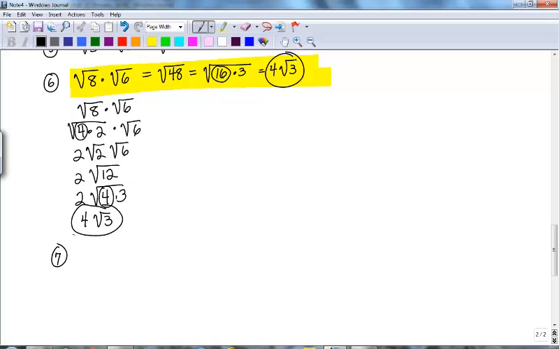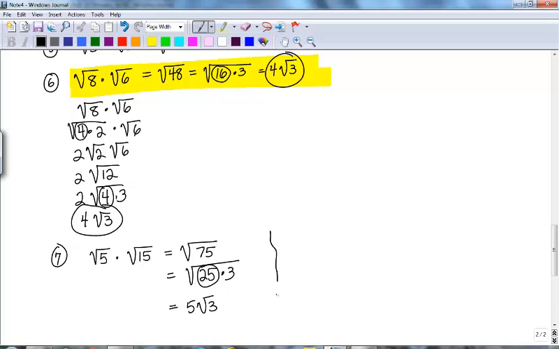So I have the square root of 5 times the square root of 15. I can multiply those together and say that's the square root of 75. And then what's the perfect square inside there? 25 times 3, and out of that I can take out 5 radical 3.